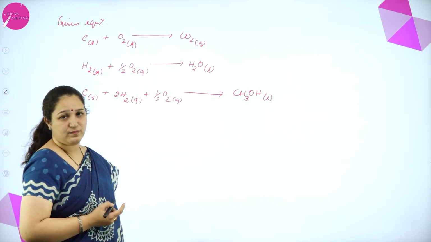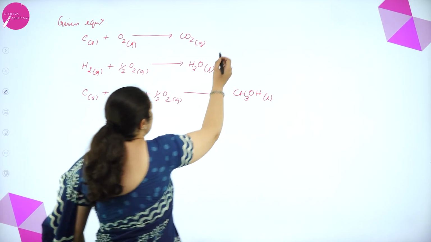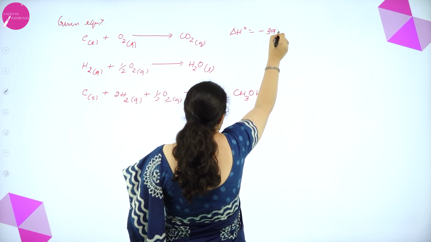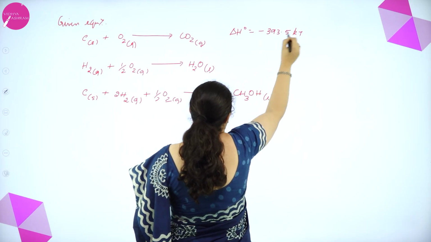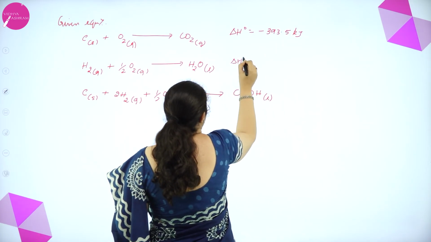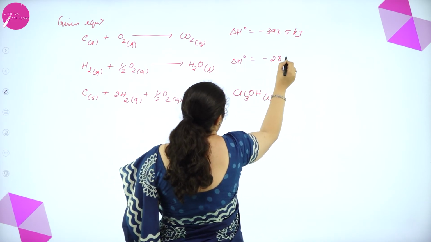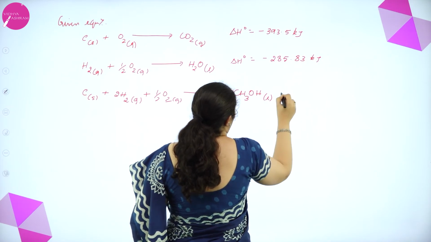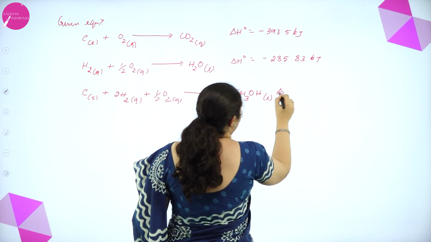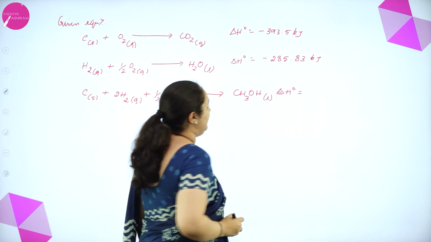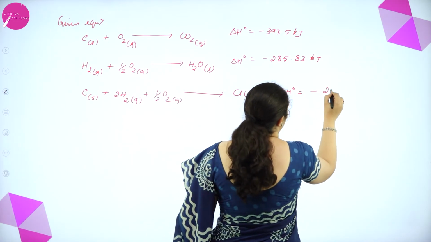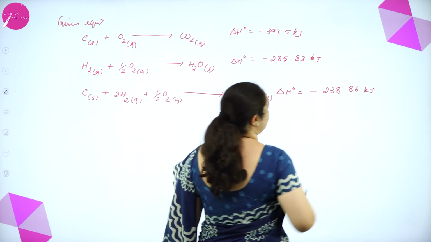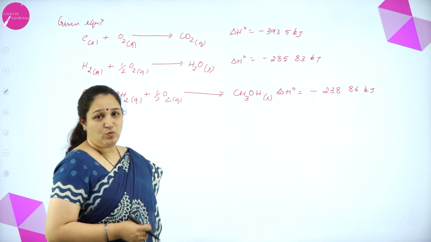And for this, all delta H naughts are given. The first one, delta H naught is equal to minus 393.5 kilojoules. For this, delta H naught is equal to minus 285.83 kilojoules. And for this one, delta H naught was given as minus 238.86 kilojoules.